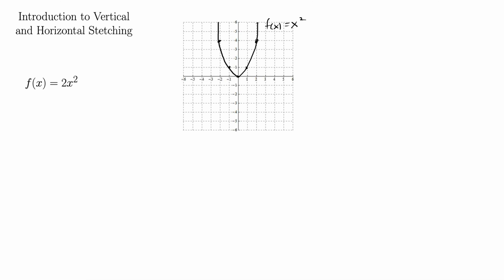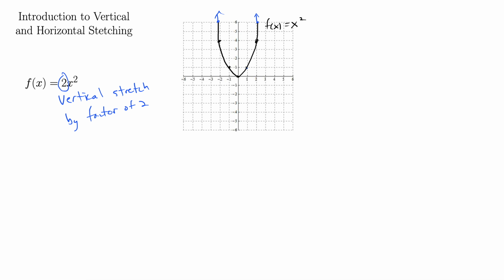Now for f of x equals 2x squared, what this 2 does is a vertical stretch by a factor of 2. What that means is imagine grabbing this graph and stretching it, just pulling it this way so that it becomes more narrow. We're stretching everything by a factor of 2, so we're just yanking on this graph to make it more narrow. So what this does is it multiplies everything by 2.